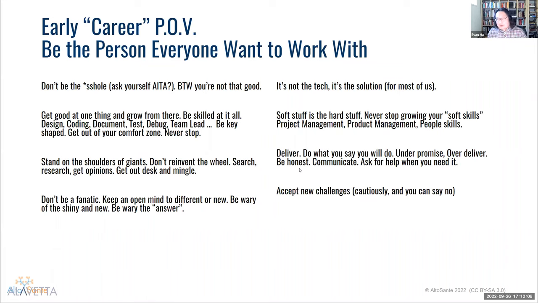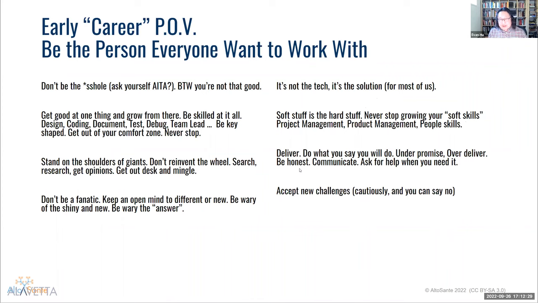Okay, here's the hard part for many software people. The soft stuff is the hard stuff. So you got to grow all your soft skills. You got to get good at project management, even if you're not going to be a project manager. You got to have product management skills, even though you're not going to be a product manager. You got to have people skills, communications, writing reports, problem solving, conflict resolution.